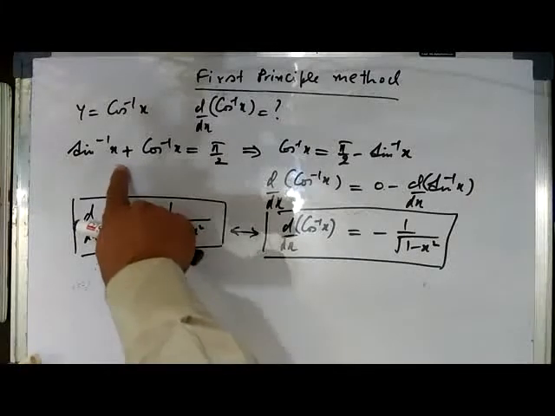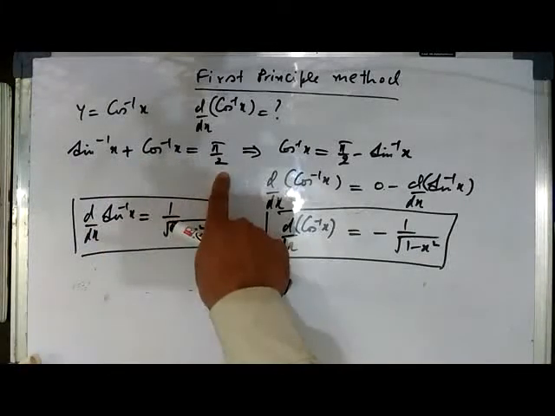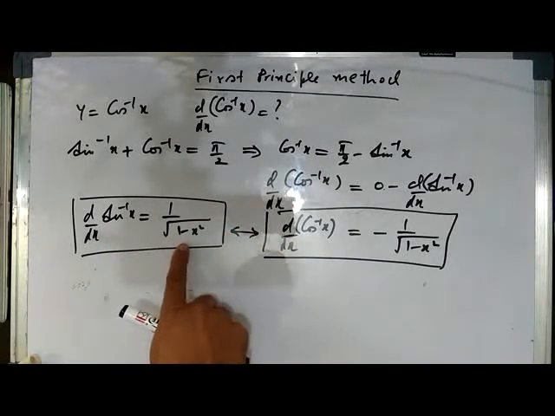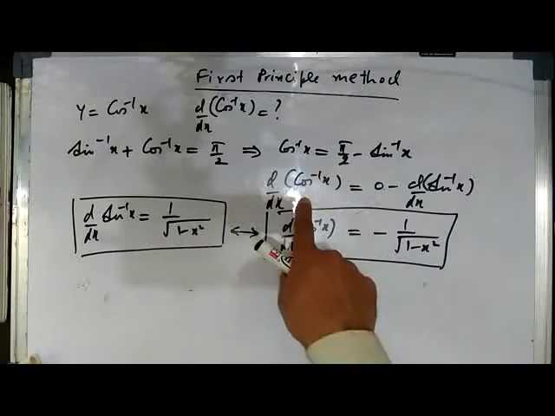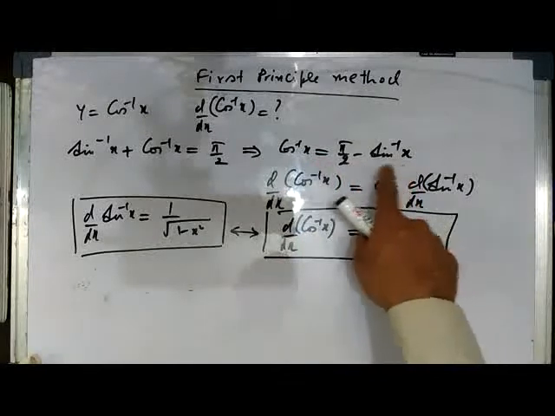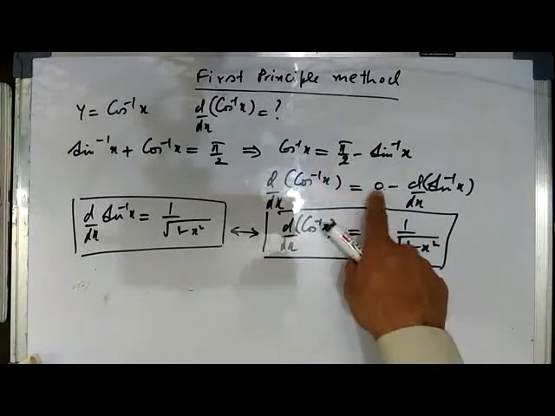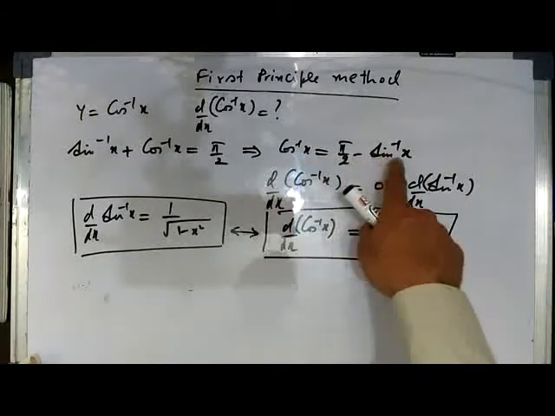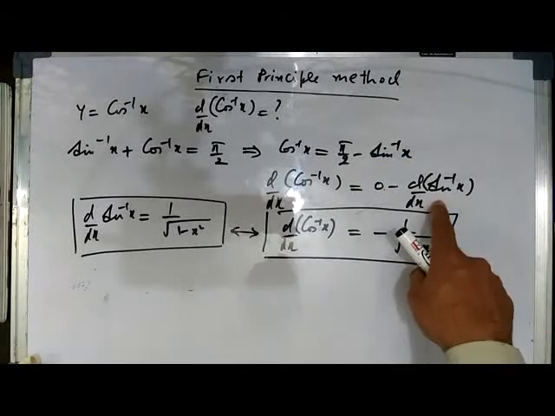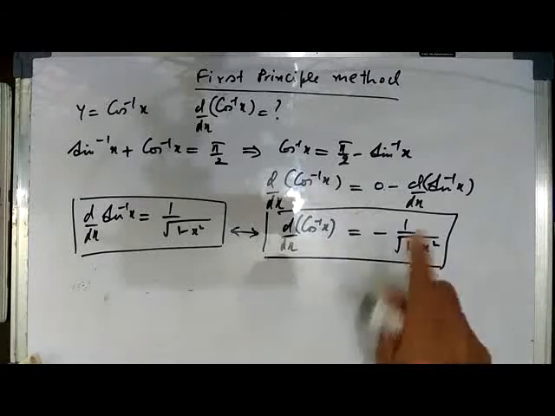As I was telling, sine inverse x plus cos inverse x is pi by 2. Since the differential of sine inverse x is 1 upon square root of 1 minus x square, the differential of cos inverse x follows from differentiating this identity, since cos inverse x will be pi by 2 minus sine inverse x. So differential of cos inverse x is this.